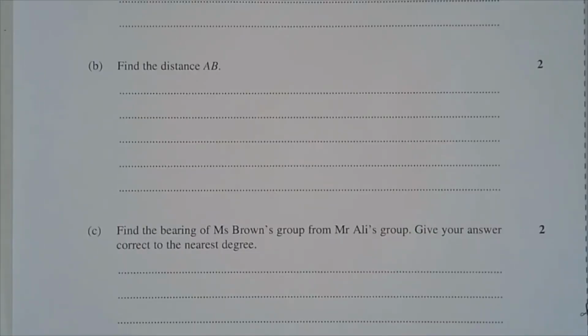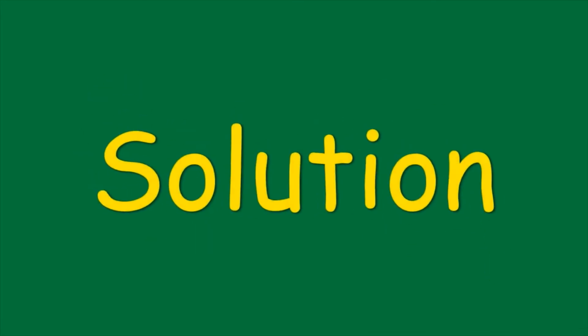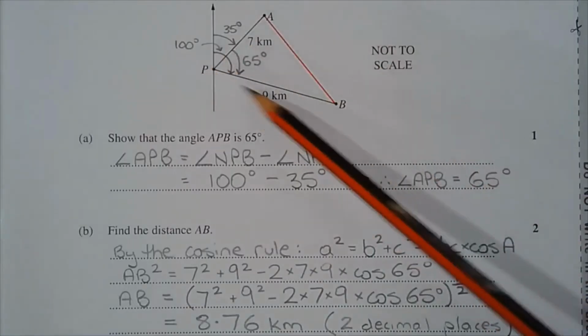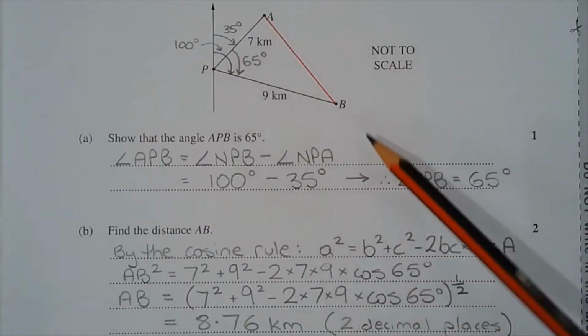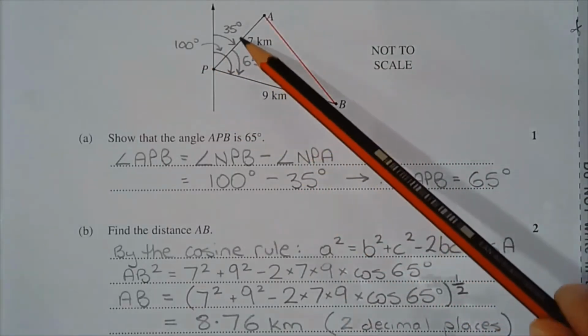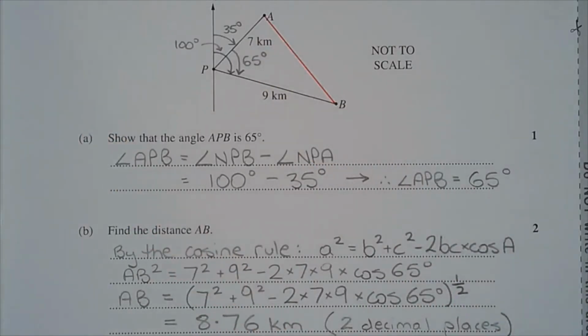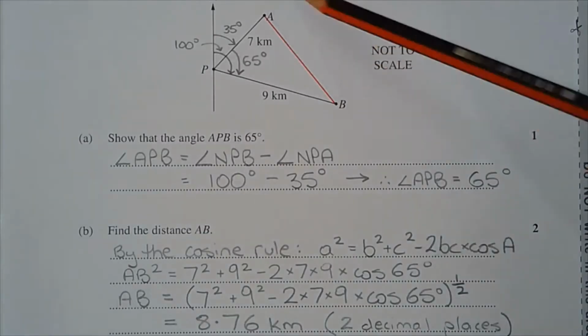Part B. Find the distance AB. In triangle APB, the sides PA and PB are known, as well as the included angle, 65 degrees, which was found in part A. Because there are two known sides and an included angle, the cosine rule can be applied to find the length of the remaining side, AB.